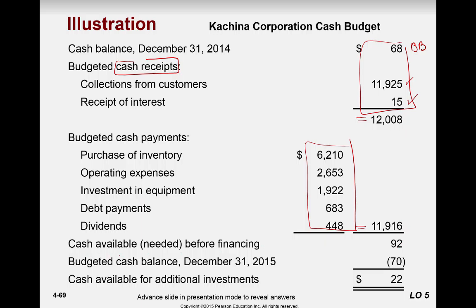So we have cash available of 92 when we take our 12,008 minus our 11,916. That gives us our 92,000. There should be a formula in Excel. You take the 70 that we need, so we have an extra 22,000 on hand. That is exactly how you should do it in Excel. This number here should be a summation formula, and this number here should be a summation formula as well in your Excel. And then lastly, what we're going to cover, oh, what's going on here?